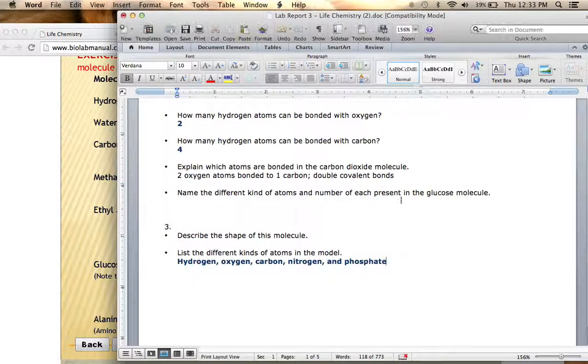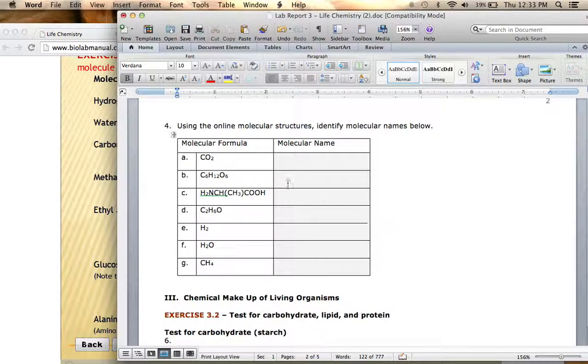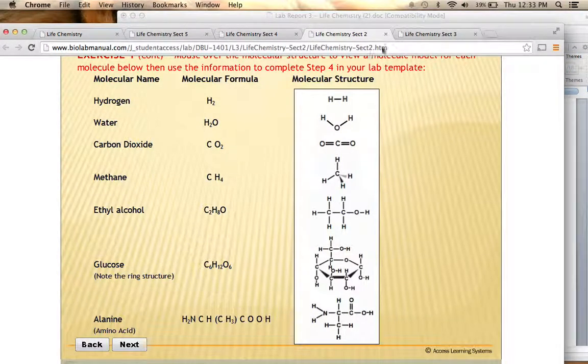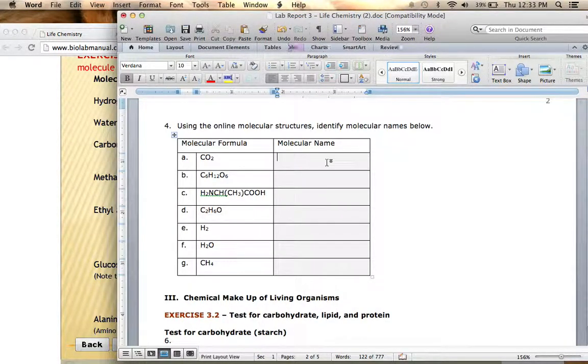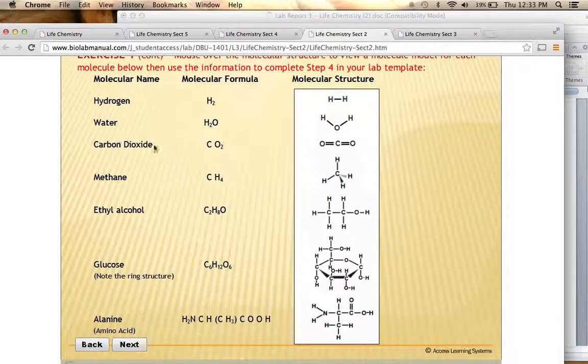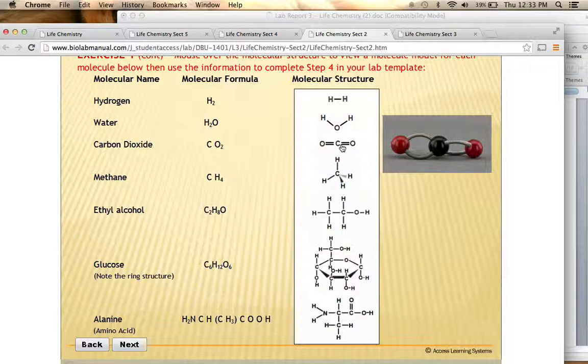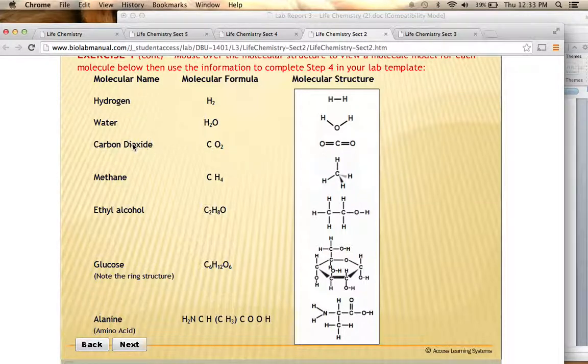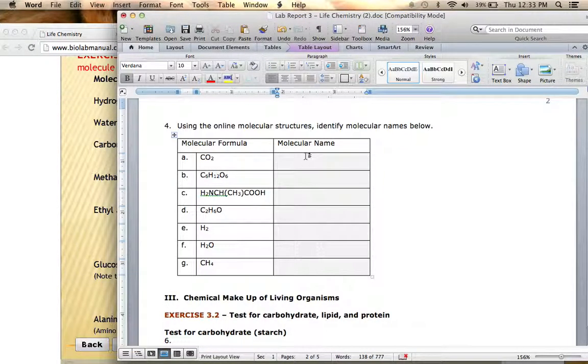The next section, you're going to be identifying, based off of these molecular formulas that are provided, you're going to look at the pictures here and give us the molecular name. So looking at this first one, CO2, let's look over here. CO2 looks like this. It's the carbon with the double bonds to oxygen, and that's called carbon dioxide. So you'll record carbon dioxide in your lab report.